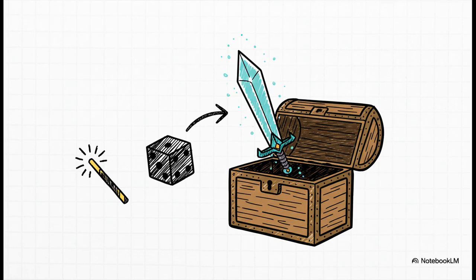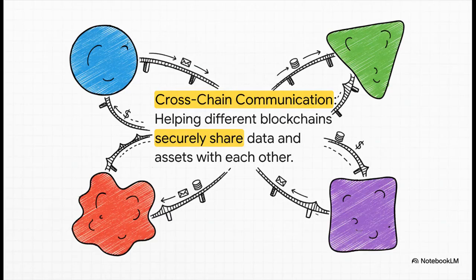And hey, it's not all about serious finance stuff either. In the world of gaming and NFTs, fairness is everything. Chainlink provides something called a verifiable random function, which is really just a fancy way of saying it gives developers a source of randomness that's provably fair. So when that super rare item drops in a game, you know for a fact the odds weren't stacked against you.